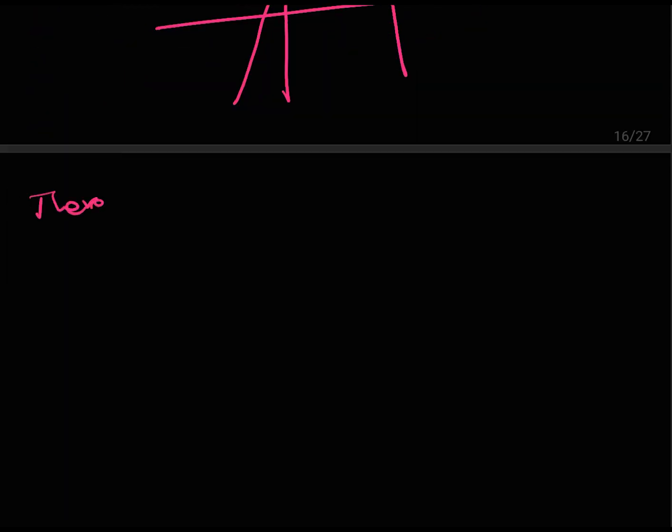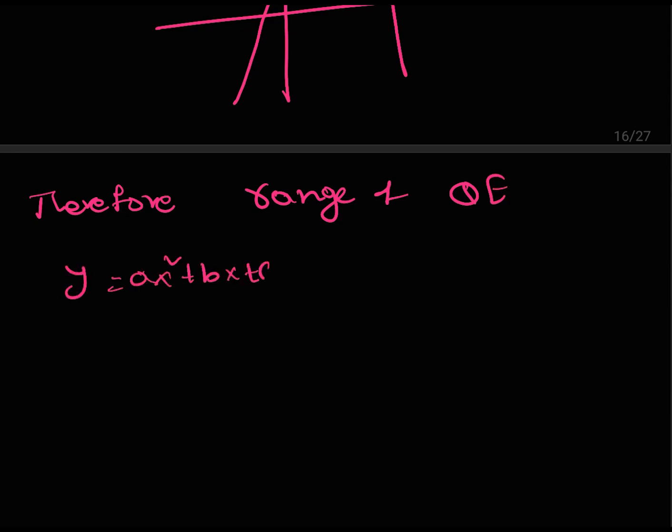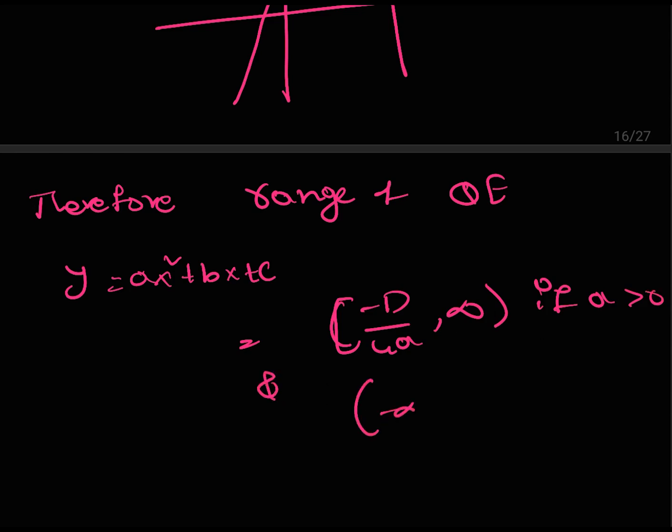Therefore, the range of the quadratic expression y equals ax square plus bx plus c will be minus D by 4a to infinity if a is greater than 0, and minus infinity to minus D by 4a if a is less than 0.